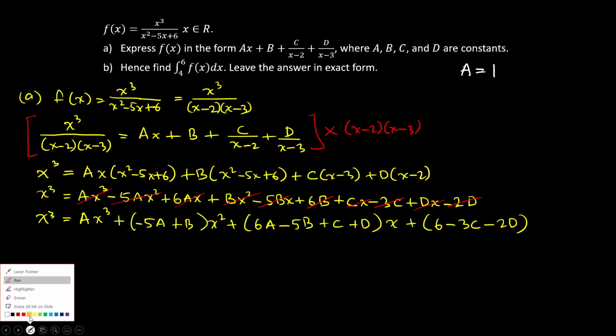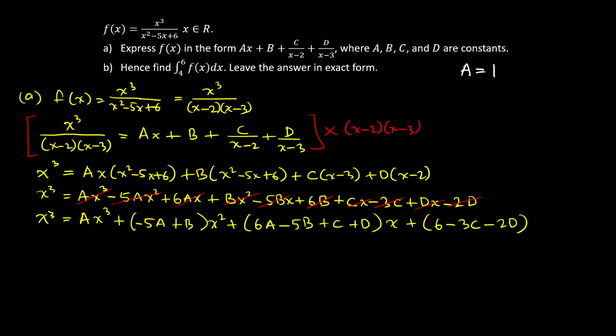Next, the coefficient of x squared, minus 5a plus b. And remember, a is now equal to 1. There is no x squared on the left, which means minus 5a plus b should equal 0. Since a is equal to 1, that makes b equal to 5. So let's update here. B is equal to 5.